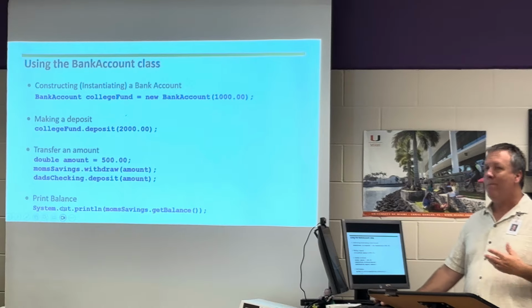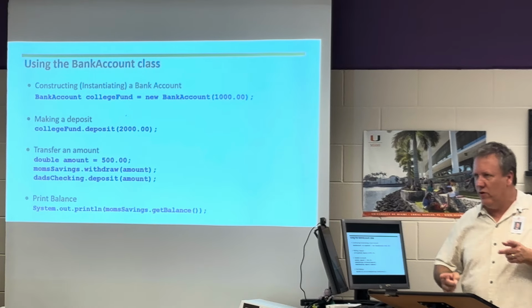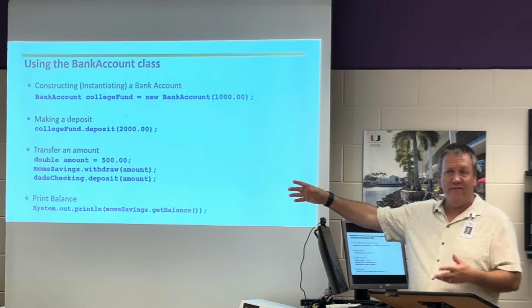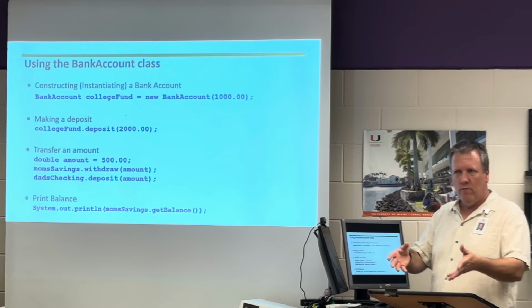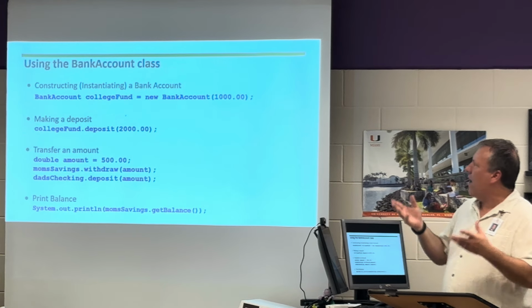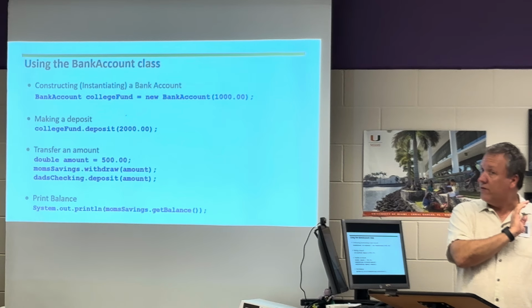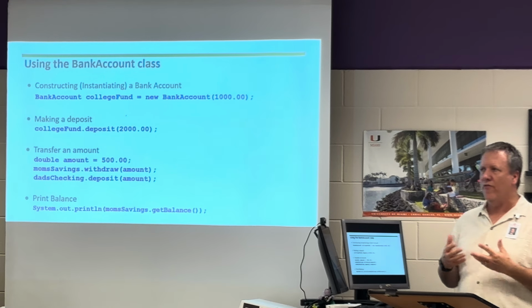So how do we make a bank account? Well, we did this already with the rectangle class a while ago. So I say class name, BankAccount, which I haven't even written yet, but we want to define how we're using it so we can then write it ourselves. BankAccount collegeFund equals new BankAccount, and then I have parameters that I'm going to put in here. That's going to be $1,000. So it's going to make a new bank account with $1,000. How does it work?